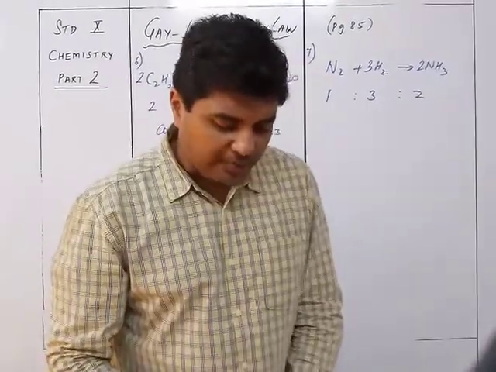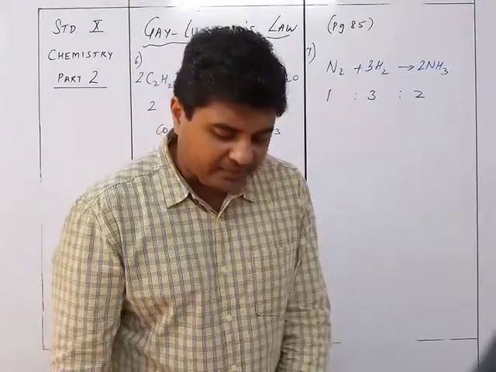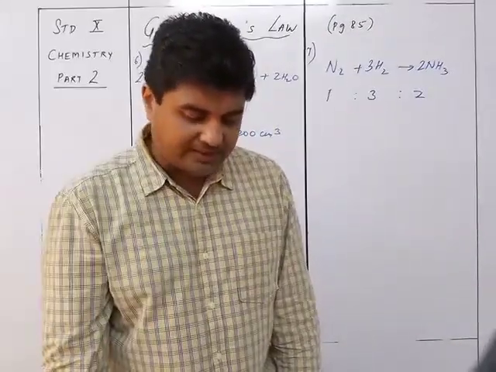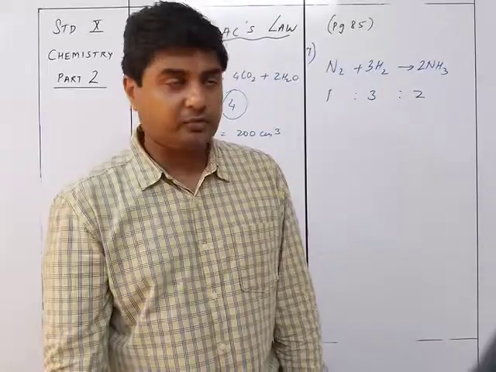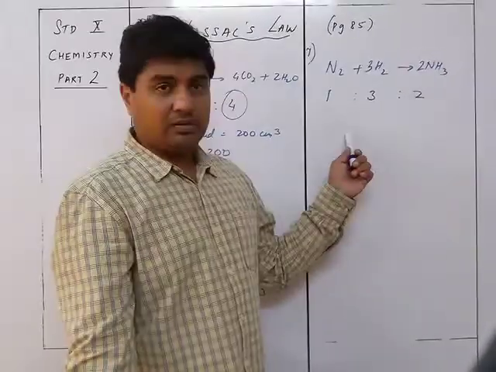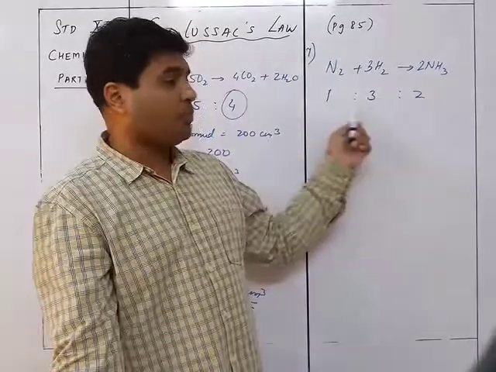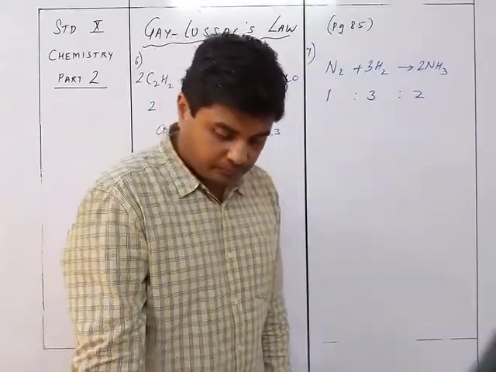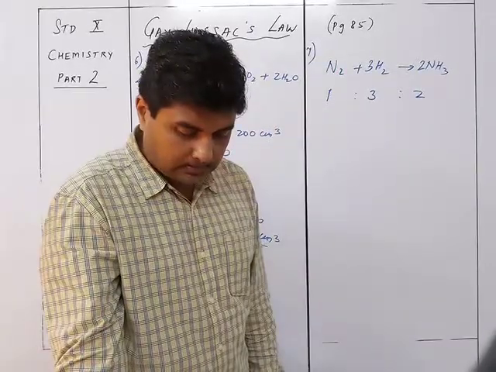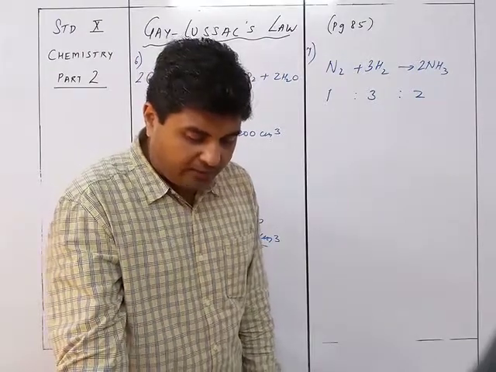Assuming all volumes to be measured in liters at STP, calculate the volume of ammonia formed if only 10% conversion takes place. Okay, so we consider that only 10% conversion takes place. That means whatever I am going to get will be only 10% of the volumes of this one. Assuming all volumes, calculate the volume of ammonia formed.